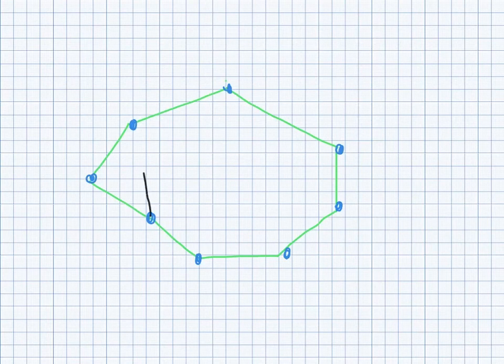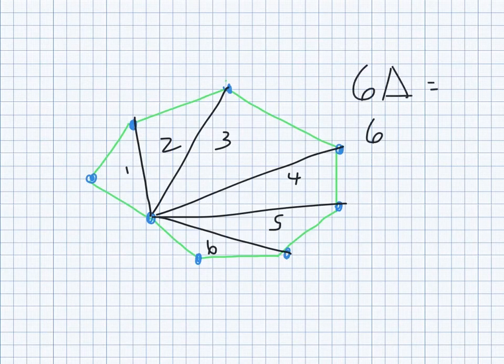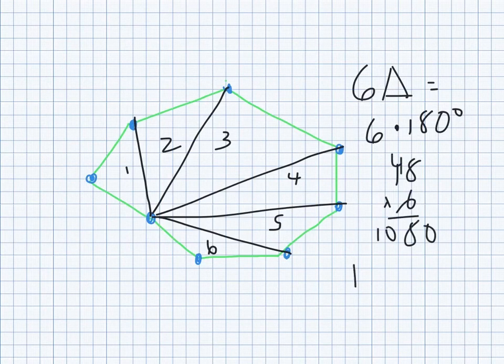I'm going to choose the bottom left here, and you're going to divide your irregular octagon into triangles. You're going to count up the triangles that you have. And hopefully by now you're seeing that pattern. So there's 6 triangles, and each triangle has a degree of 180. So 6 multiplied by 180 is 1080 degrees. So the angles add up to 1080 degrees.